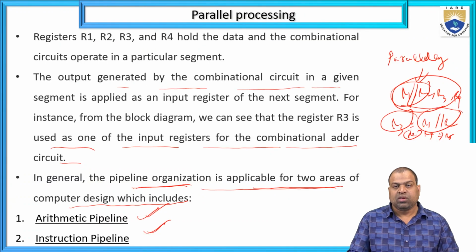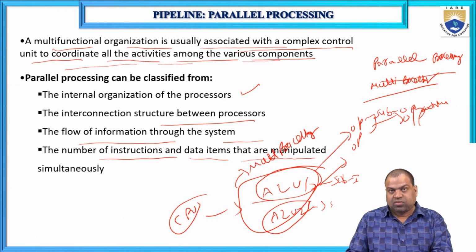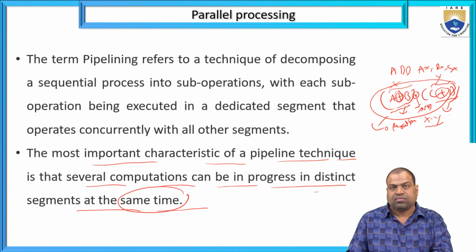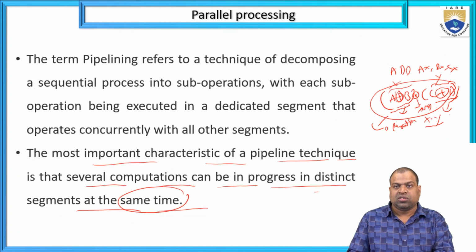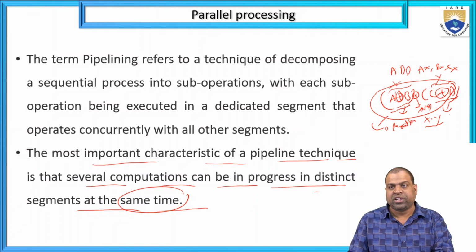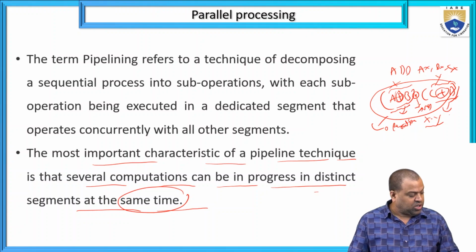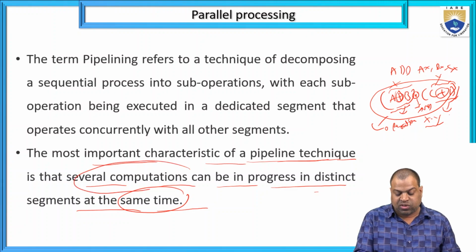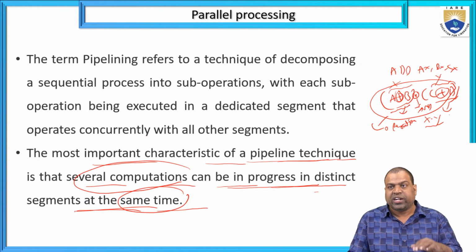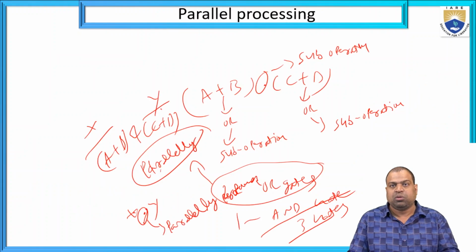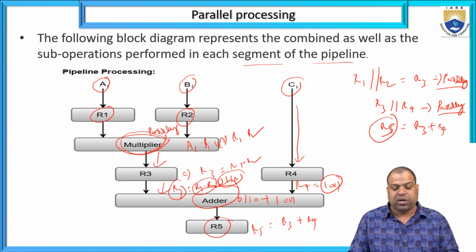So in parallel processing, it is a pipelining process. It is a pipelining technique of decomposing a sequential process into sub operations. That is called parallel processing. The most important characteristic of the parallel technique is that several computations can progress in distinct segments at the same time. Same time means multiple operations can be performed at a time. That is called parallel processing.